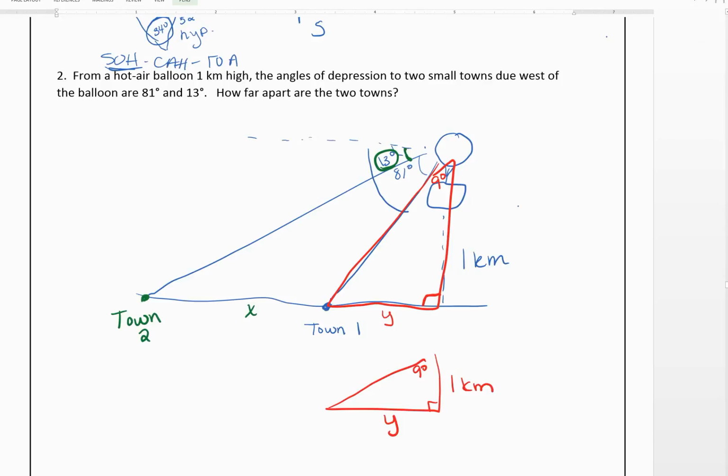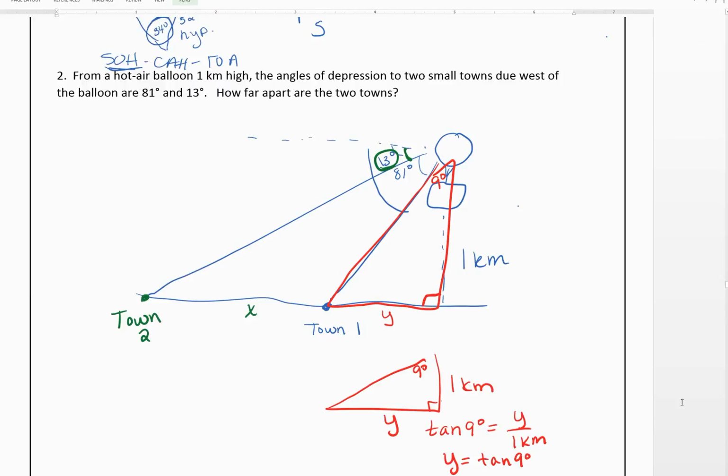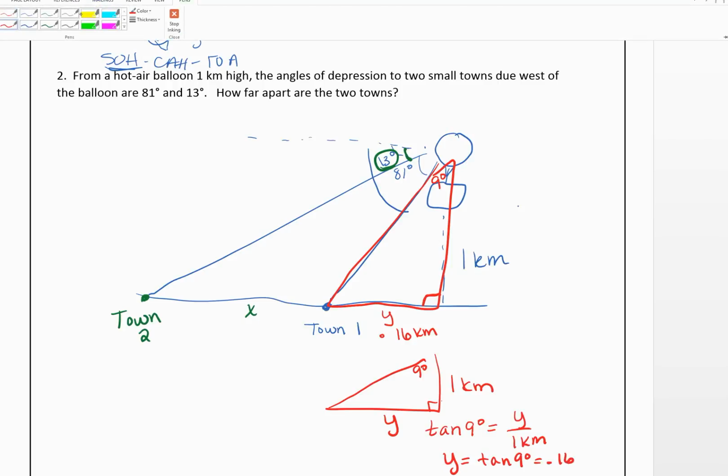So we can say this would be opposite and adjacent, so tangent of 9 degrees equals y over 1 kilometer. So we could multiply both sides by 1. We'd say y is equal to tangent of 9 degrees. So we see that that's 0.16 kilometers. Now we need to look at kind of the big triangle. I'll highlight it.